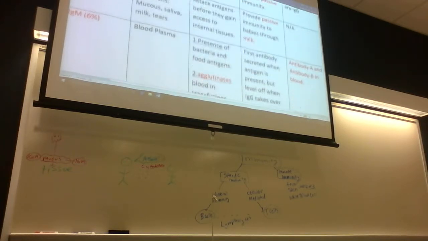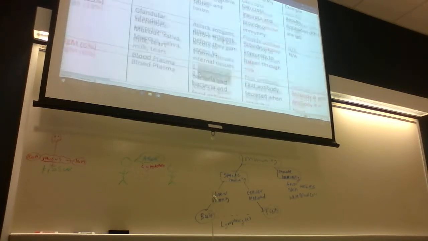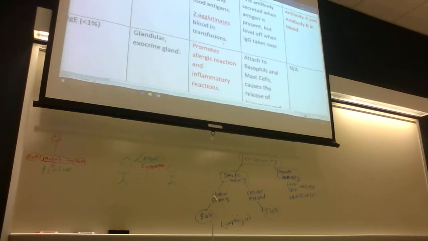Okay. Next we have IgM. IgM is not very much, 6%, that's not very significant. IgM does two things. Its function is in the presence of bacteria and food antigens. So if you do a blood test and you got a lot of IgM, you probably have a bacterial infection. IgM also agglutinates blood in transfusions.